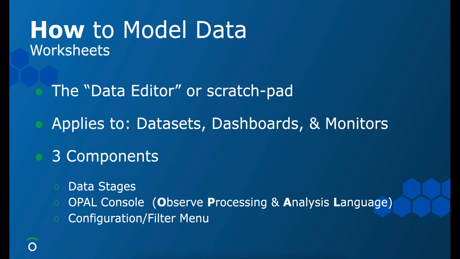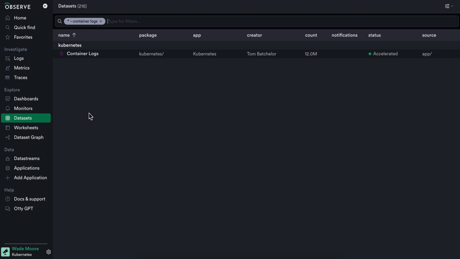So let's jump into Observe and take a look at how to actually put all this together. So now that we are within the Observe platform, we're going to look at one of the most common use cases for modeling data. Most common because it has to do with Kubernetes, but also it's one of the most simple ways of modeling data too, because we're able to take advantage of some of this pre-modeled data that comes from the Kubernetes app. You should have installed the Kubernetes app as one of your Observe applications and ingested Kubernetes data using the Observe agent.